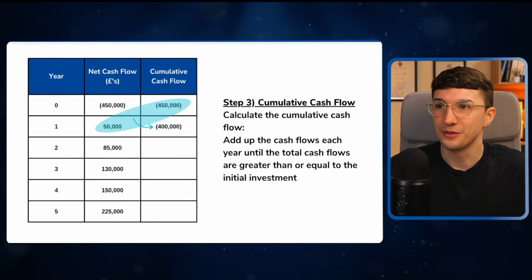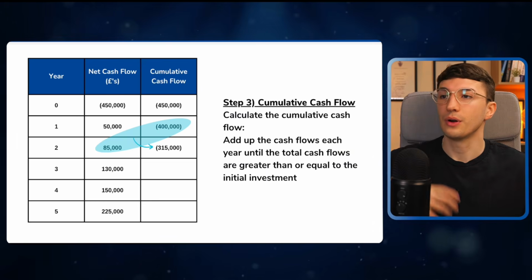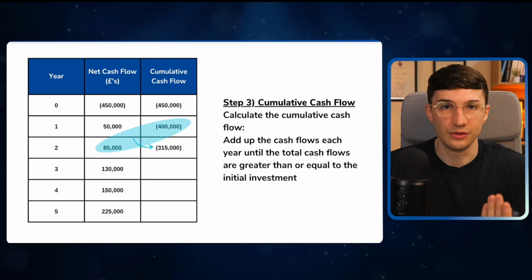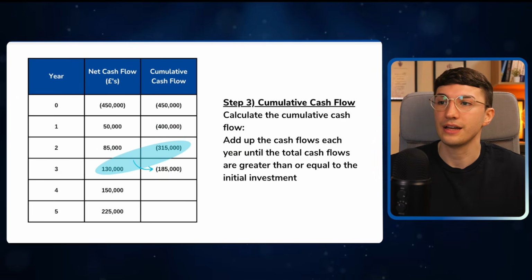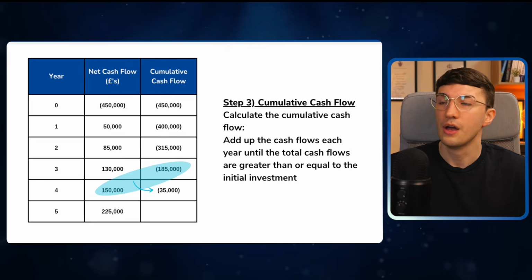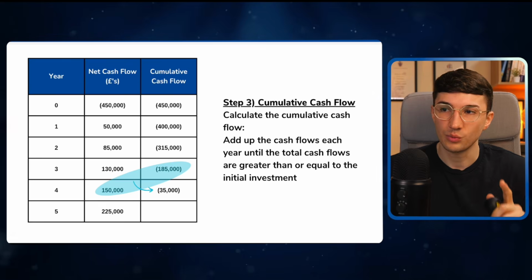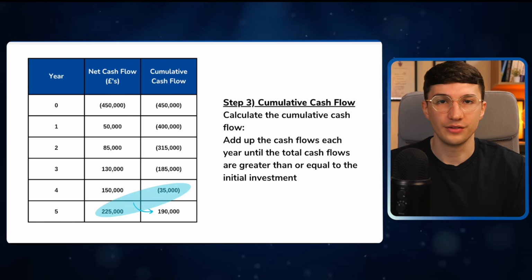And then we continue this process. We do the exact same thing again. We do minus 400,000 plus 85,000 to get me a cumulative cash flow of negative 315,000. And you can see here our cumulative cash flow is minus 185,000. And we do it again. Our cumulative cash flow is minus 35,000. But with the last one, as you can see, it goes now to positive 190,000.